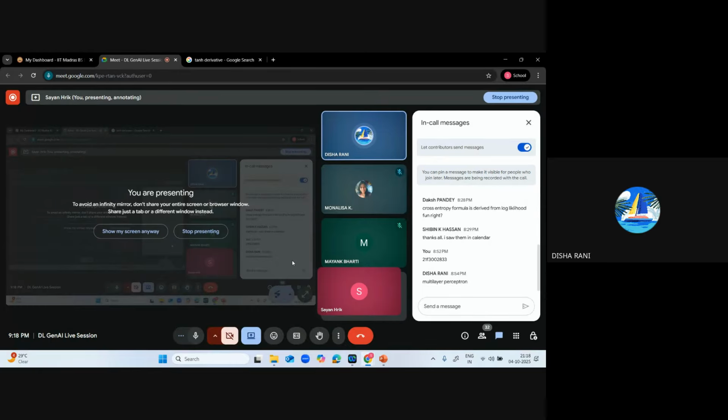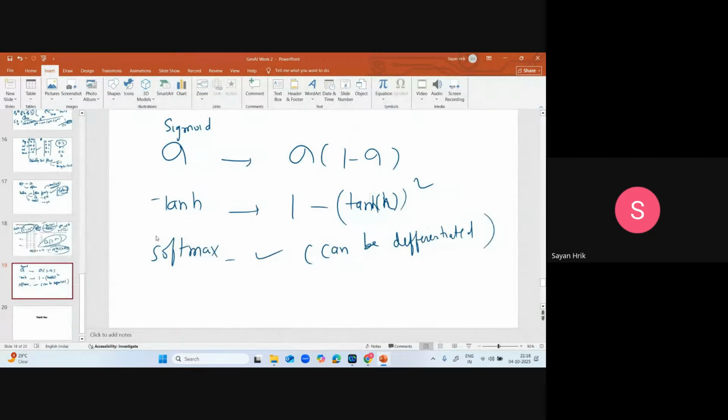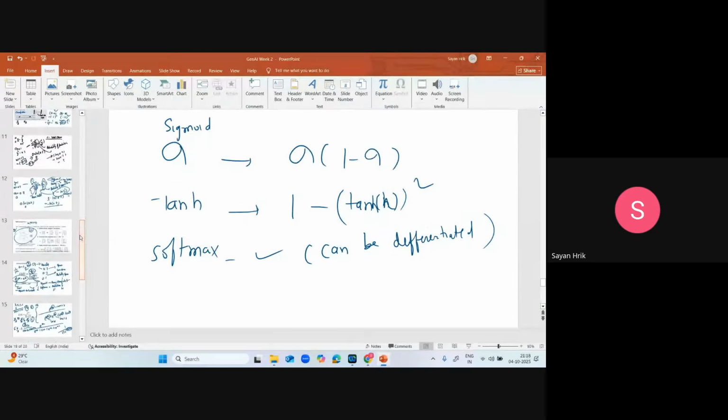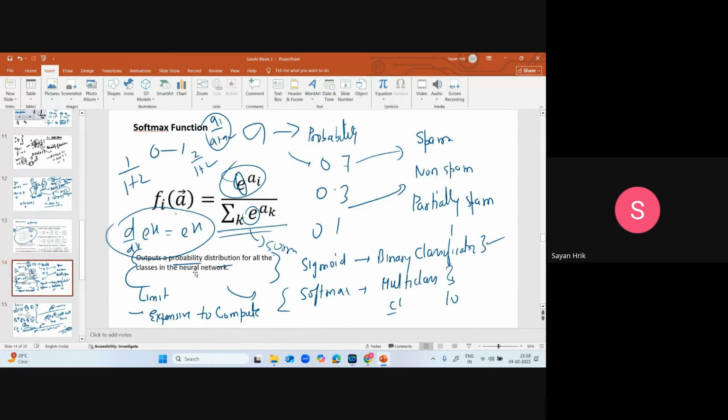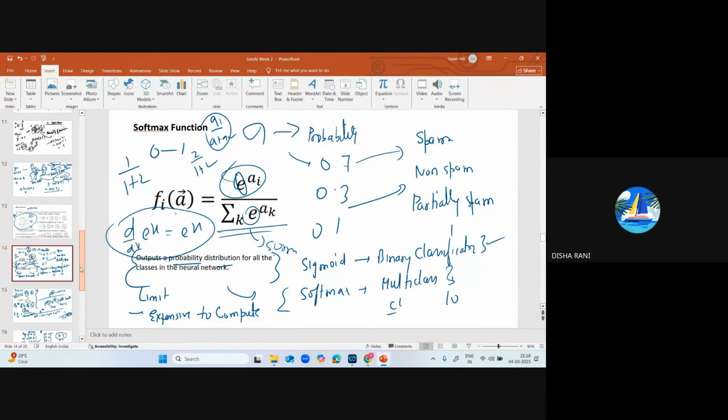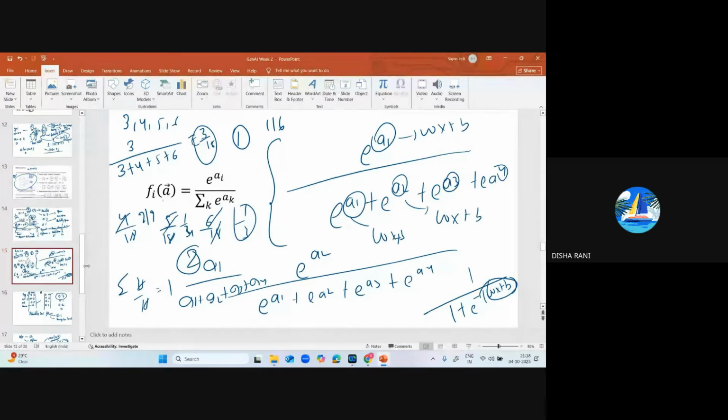Sir, could you please explain the last part where you derived the formula for softmax? Formula for softmax. This one. So after that, there was a quiz. Yes, sir. Yeah. So basically, this is this one. You want to explain this formula? Yes, sir. Yeah. This is what it's showing us.